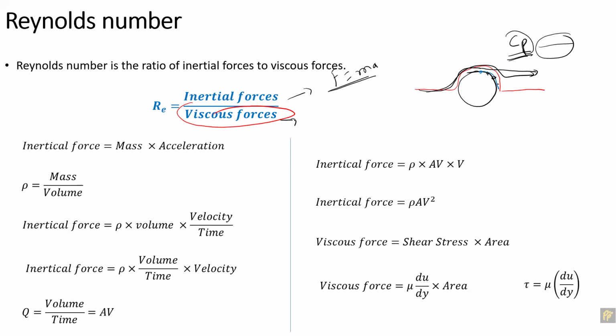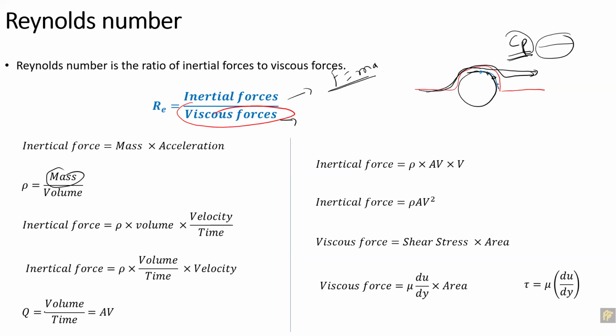So inertial force is like Newton's second law, mass into acceleration, and we know that the density is the mass divided by volume. So I can write down the inertial force as the volume into density, and velocity upon time is acceleration. And then from here I can write down the density here, volume here, but time from the velocity I have taken out and put under the volume. And this is the velocity here.